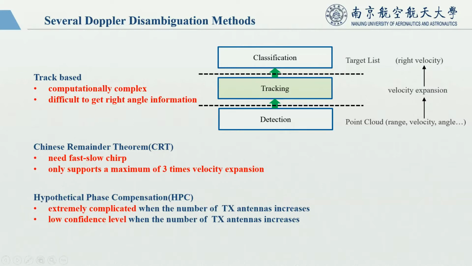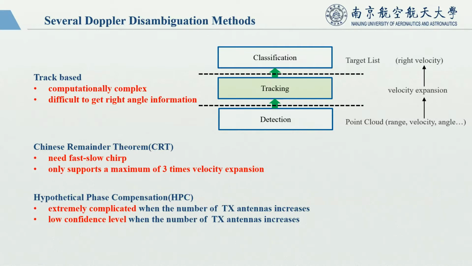Our work is to provide accurate Doppler information at the target detection layer. CRT can be applied for the disambiguation or the foundation of several subsequent measurements with different time intervals. This method requires a special waveform in combination with fast-slow chirp, and only supports a maximum of 3 times the velocity expansion.